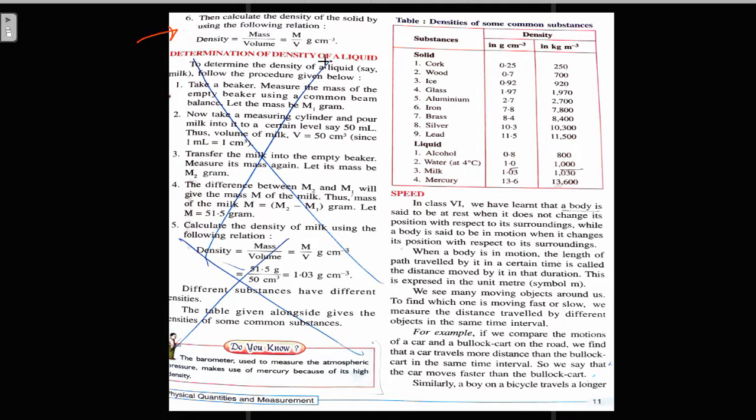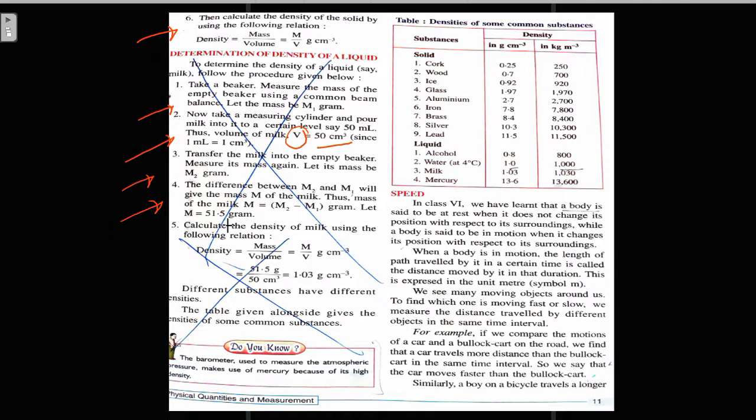Now determination of density of a liquid. In the same way, take a beaker, measure the mass of the empty beaker, then take a measuring cylinder and pour 50 ml of milk. So the volume of milk would be 50 centimeter cube, since 1 ml equals 1 centimeter cube. Transfer the milk into the empty beaker, then find the difference.